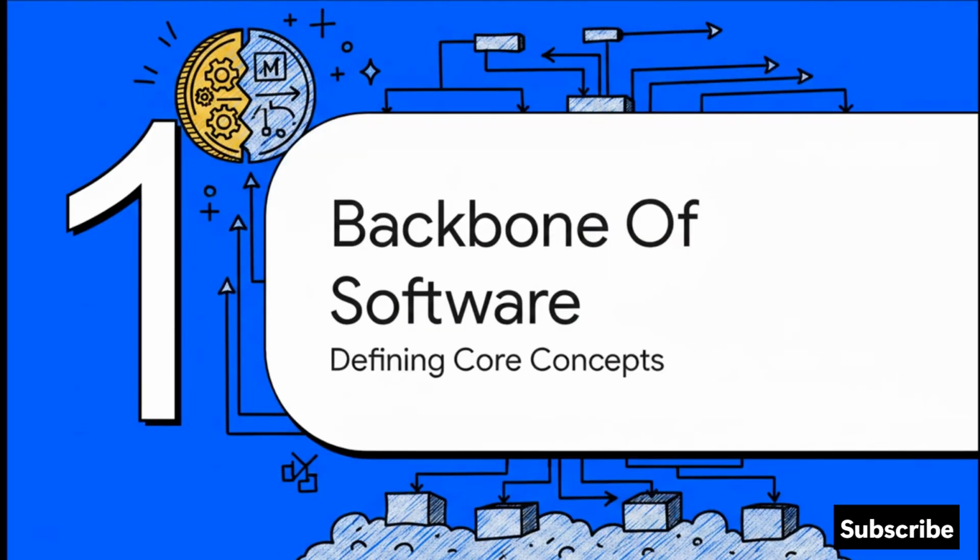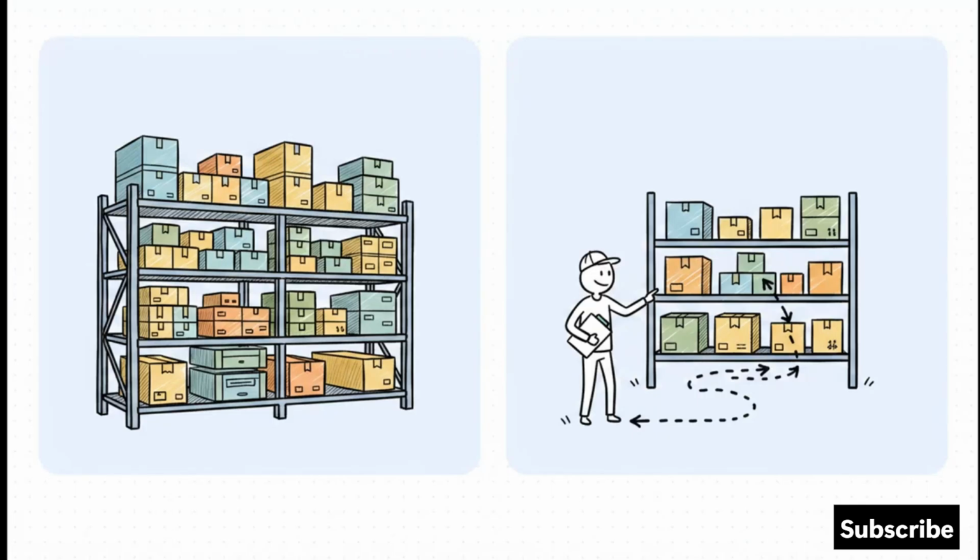Section 1. The backbone of software, defining the core concepts. So, let's get our definitions straight. A data structure is simply how we organize and store data efficiently in a computer's memory. Think of it like the physical shelving in a massive warehouse. An algorithm, on the other hand, is the step-by-step set of instructions, basically the recipe used to compute, search, and manipulate that data. Think of the algorithm as the warehouse worker actually executing a specific path to retrieve your box. Together, these two concepts form the absolute backbone of scalable programming. You really can't have one without the other.